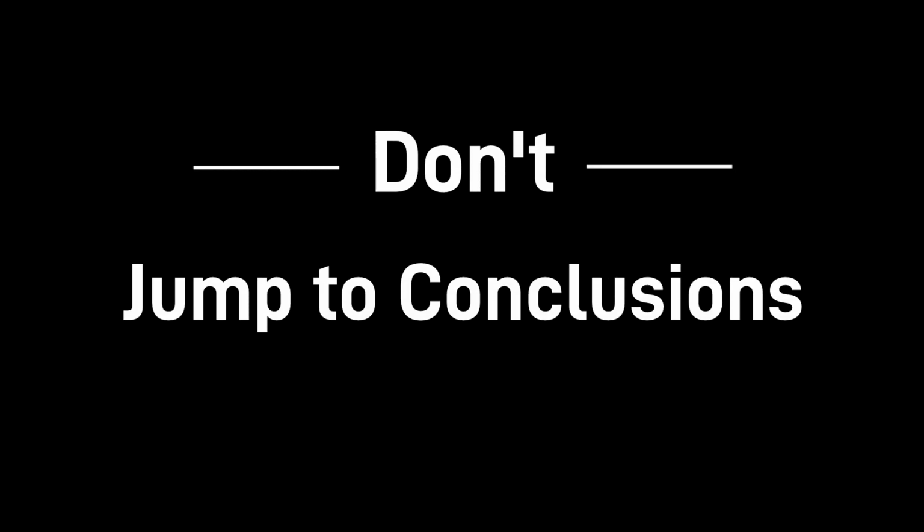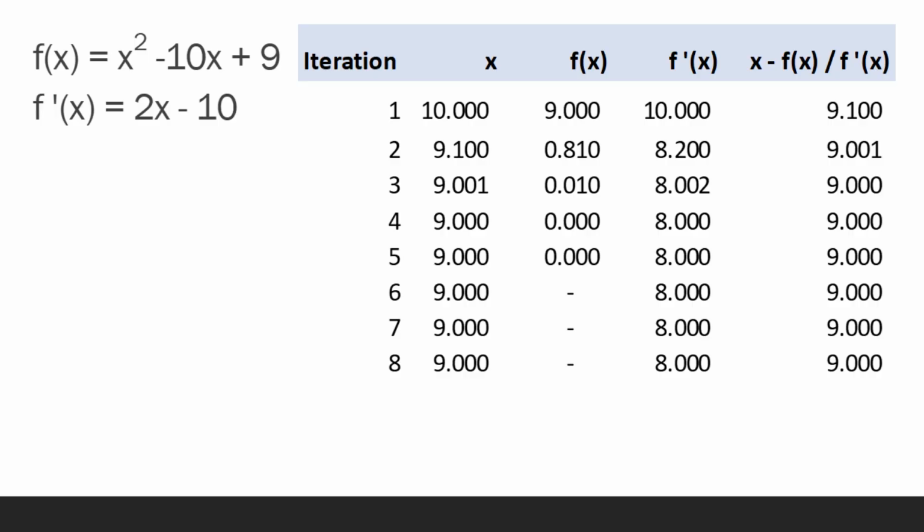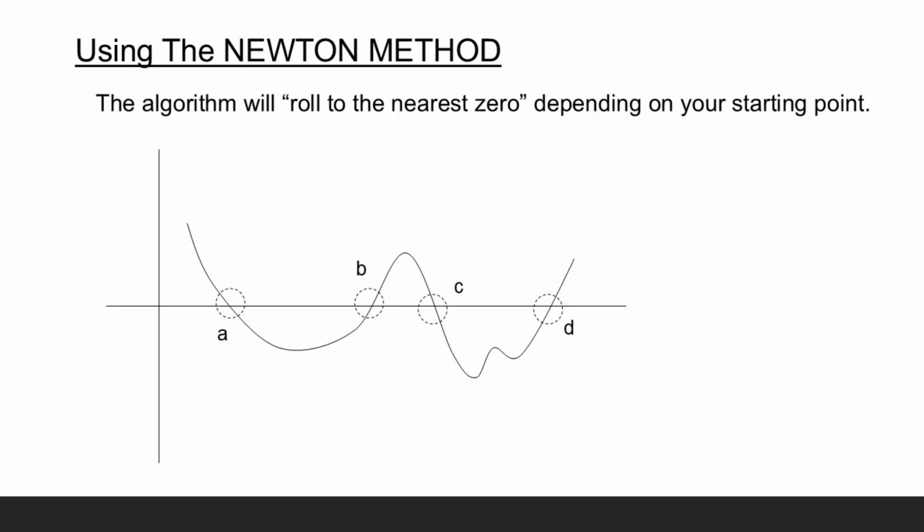So kindly note that. But if we started with a number closer to 9 than to 1, let's say over here we start with 10, we know the solution does not converge to 1, but it converges to 9. The lesson here is that the solution will generally converge to the nearest zero. If we started here, the solution will roll to A. If we started here, the solution will roll to B. And if we started here, the solution will roll to C.